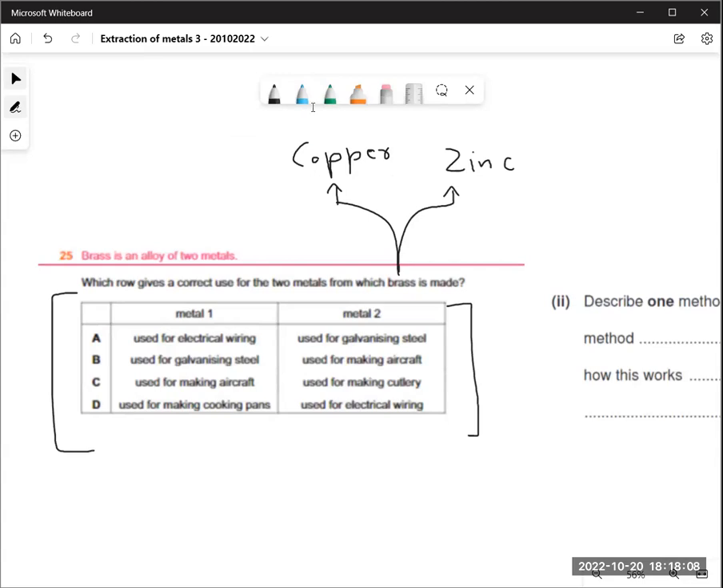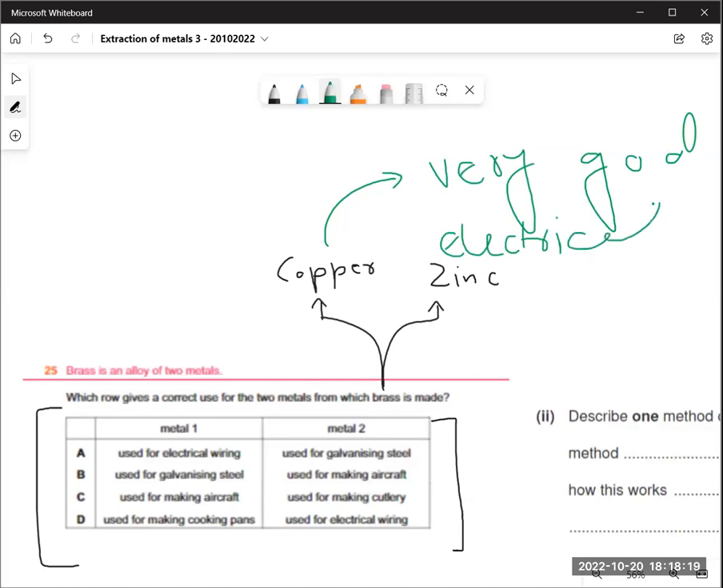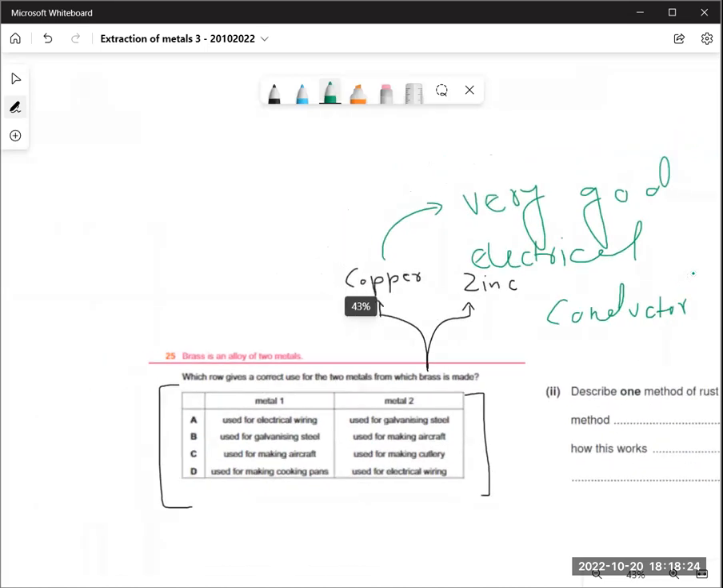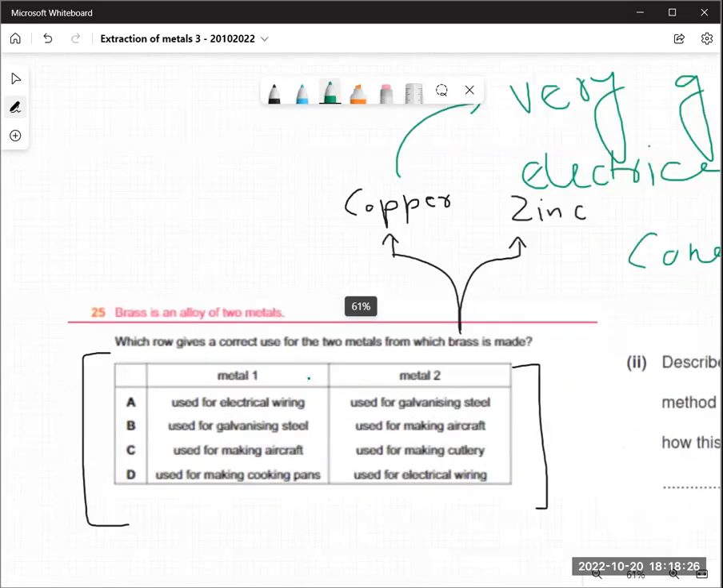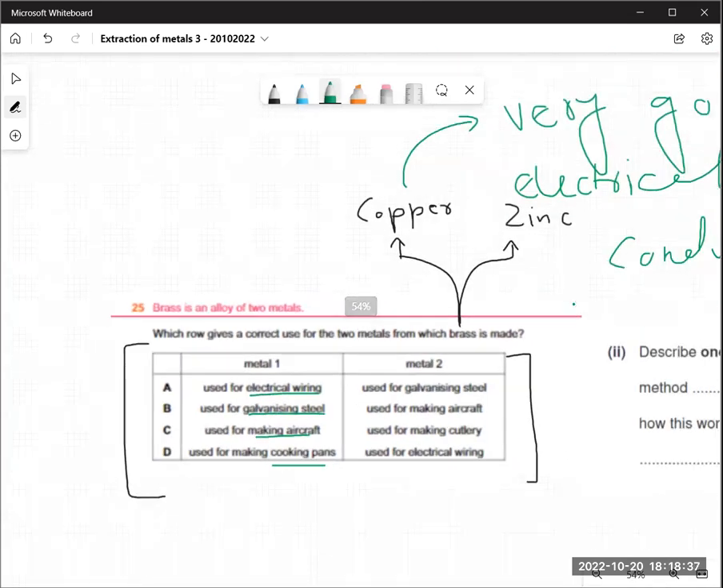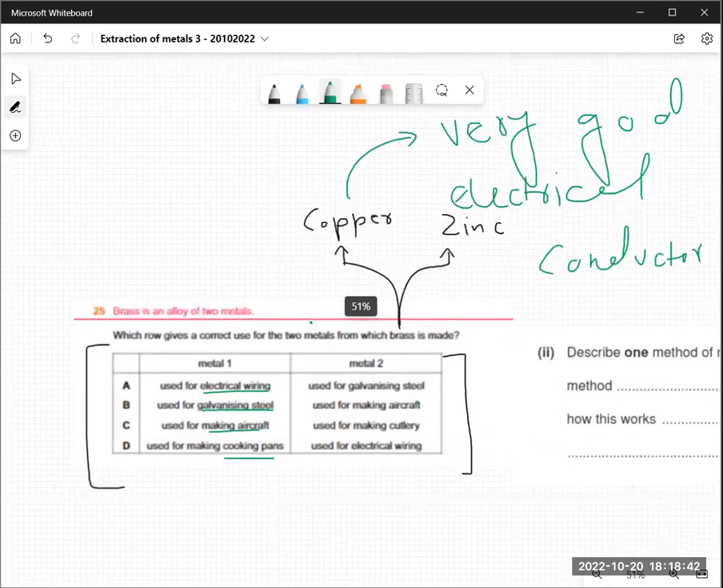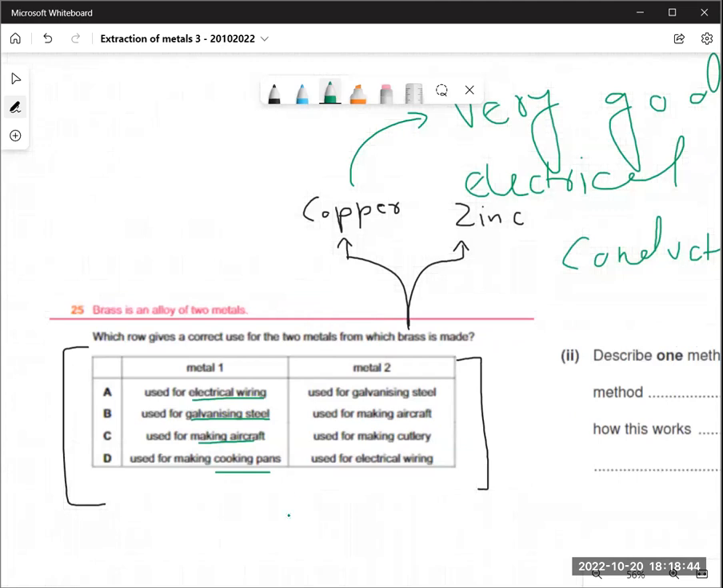Now, Safa, copper is a very good electrical conductor. What is copper, Safa? Very good, electrical conductor. Now, which of these do you think is a use for an electrical conductor? Electrical wiring, galvanizing, making aircraft, cooking pans. Where will this property be helpful? In which of these options? Use wire. Safa, say it louder.